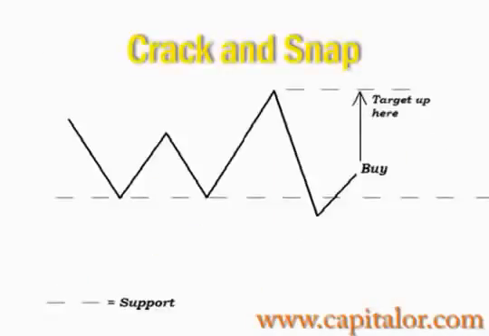Crack and snap. This is the opposite of falling off the roof, and works like this: if price gets below support but fails to hold a new low, it is going up again. On the image we are looking at, you buy where it says buy, and you take your profit where it says target up here, which is the latest high price made.